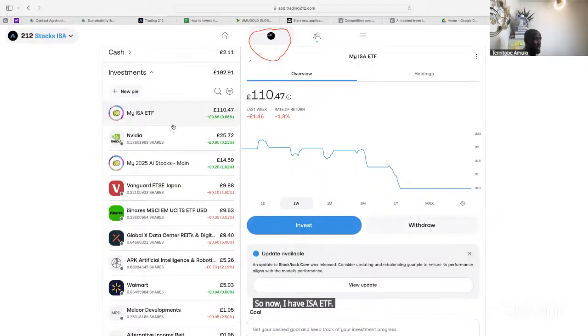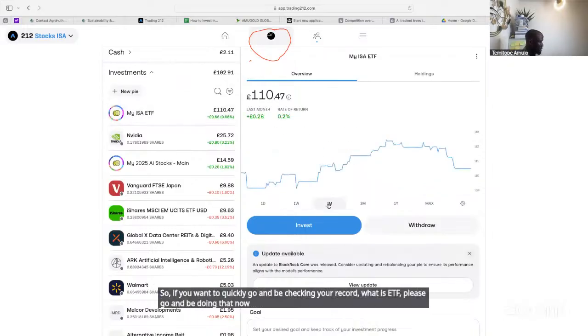I explained to us last week in class what ETF is. So if you want to quickly go and check your record, what is ETF? Please go and do that now before I start asking questions.